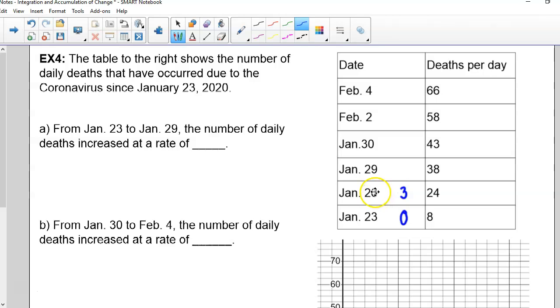Let's see, 29. Let's see, 27 would be 4. 28 would be 5. 29 would be 6. Would be 7. The 31st would be 8. Then the 1st of February would be 9. The 2nd would be 10. The 3rd would be 11. The 4th would be 12.